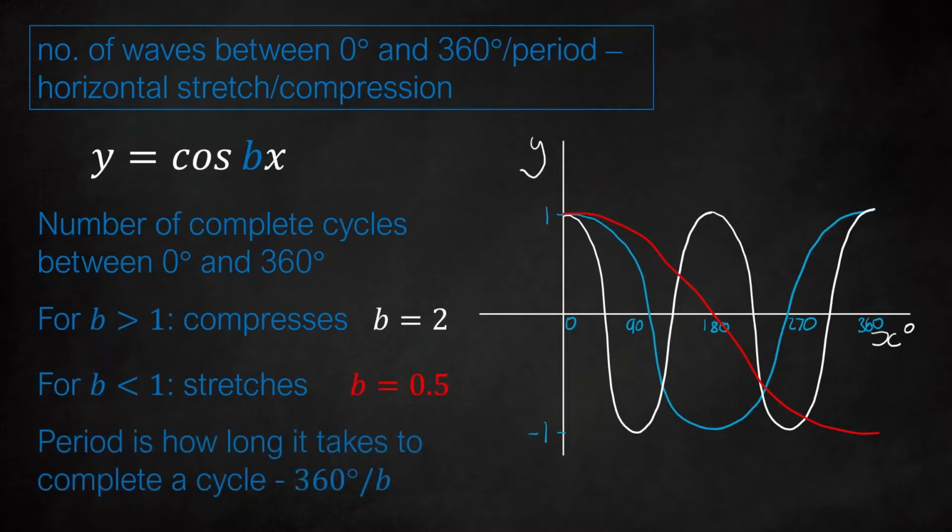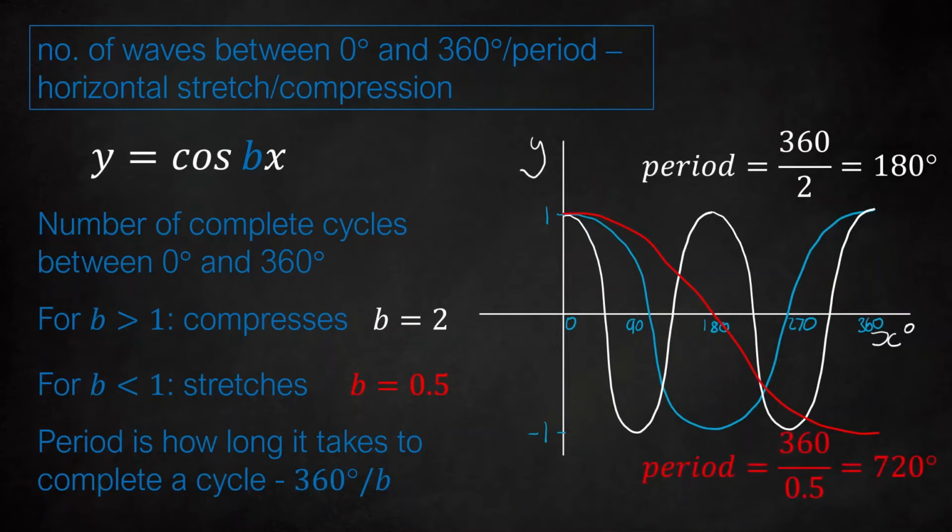And in general, the period is how long it takes to complete a full cycle of the wave. To figure out what it is, we just take 360 and divide it by b. So for example, for the white one, b is 2, so the wave repeats every 180 degrees. And when b is 0.5, when there's half a wave between 0 and 360, the period becomes 720 degrees, because that's how long it takes to complete a full cycle.